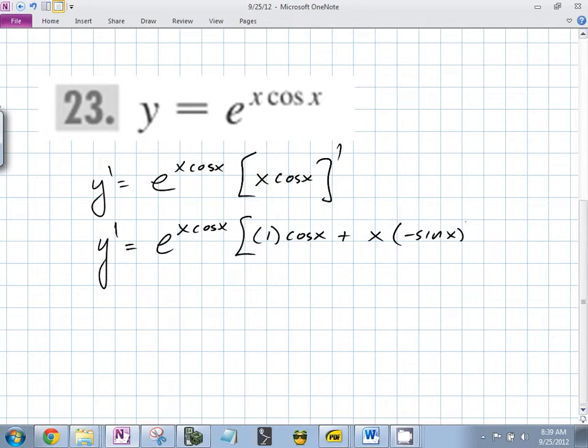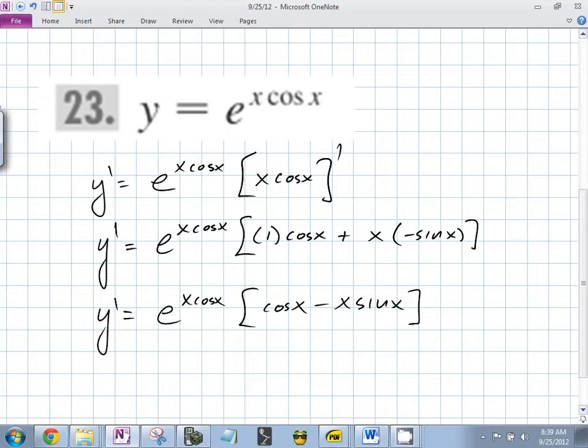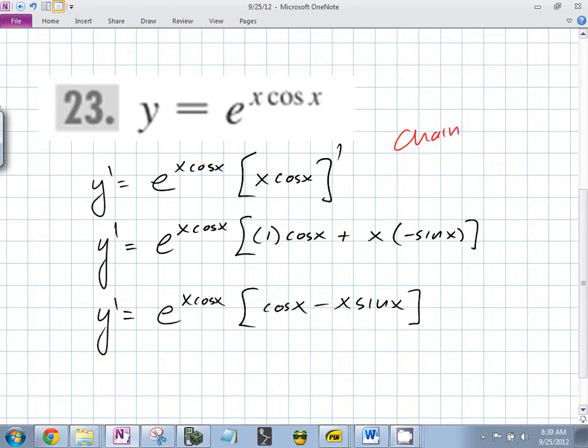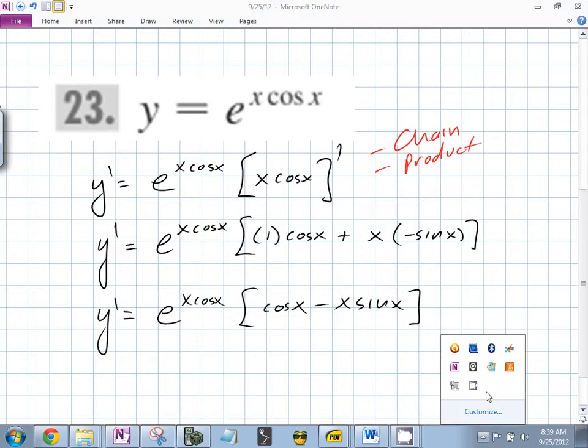Negative sine x. I would like you to clean this up just a little bit and turn it into e to the x cosine x times cosine x minus x sine x. That would be great if you left the answer like that. So we had to use, what rules did we use? We used the chain rule, and then inside the chain rule we use the product rule. Two different rules right there. Two different rules. But that's what you'd end up with.